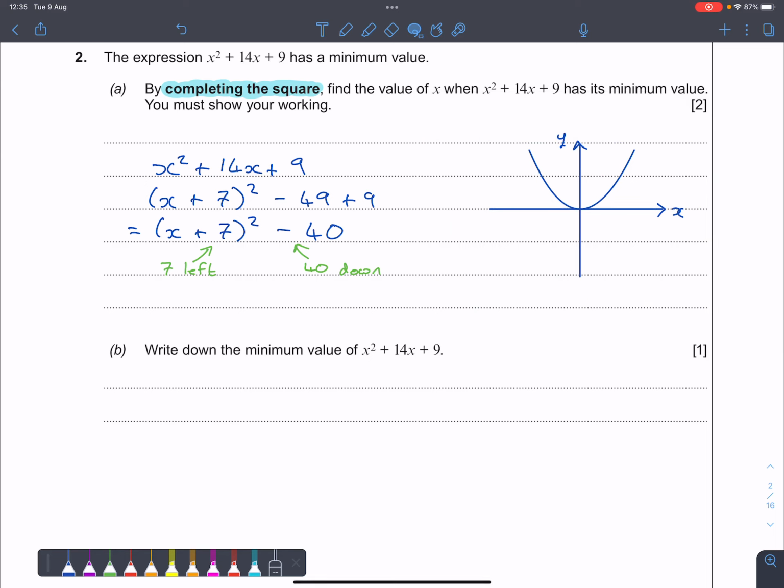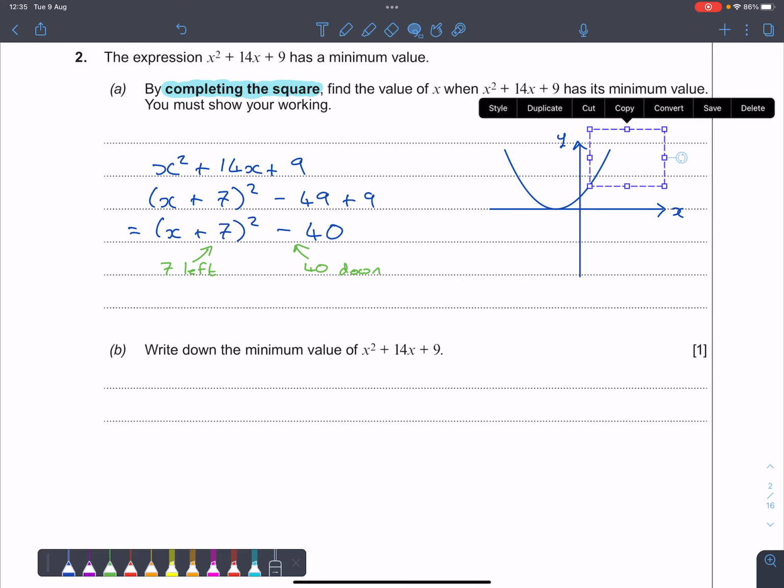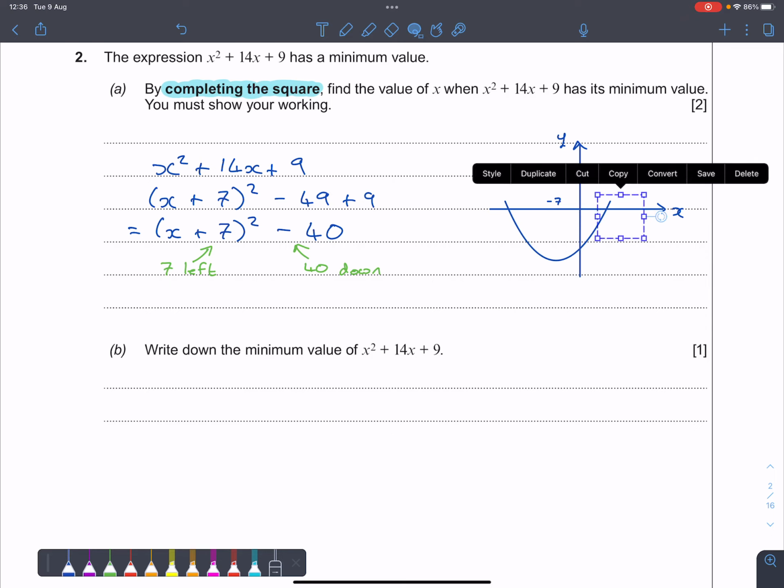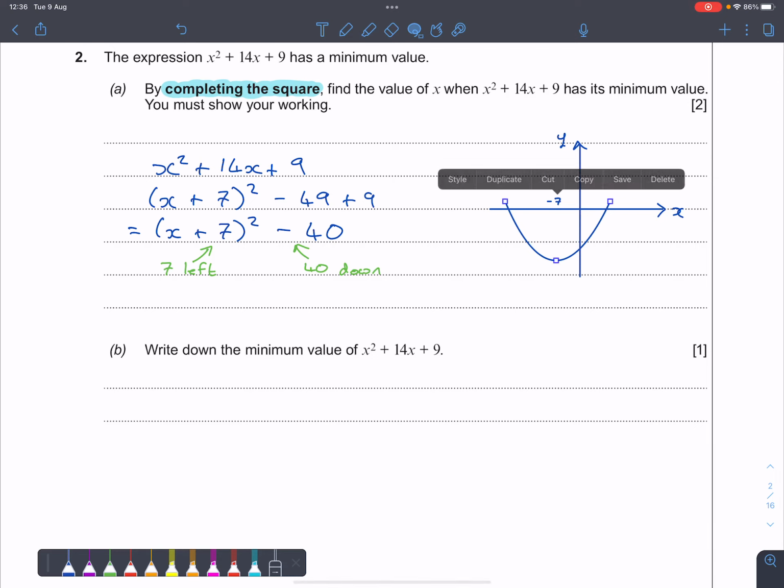Okay, so this is the standard y equals x squared graph. Now, I'm going to move that 7 left and 40 down. Now, there's no scale, so it doesn't matter. So I'm just going to move a little bit to the left to represent 7 left. That'll take me to negative 7. And then I'm going to move 40 down. So again, it doesn't matter really how far I move. I'm just going to represent that as 40 down. So that is going to make this point here negative 40.